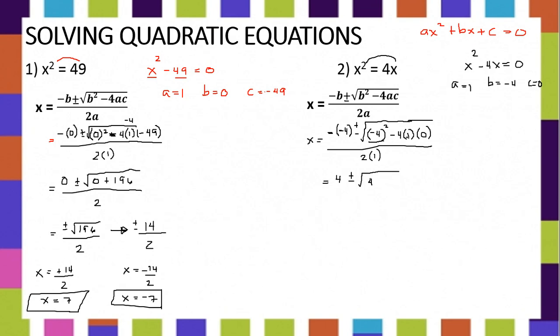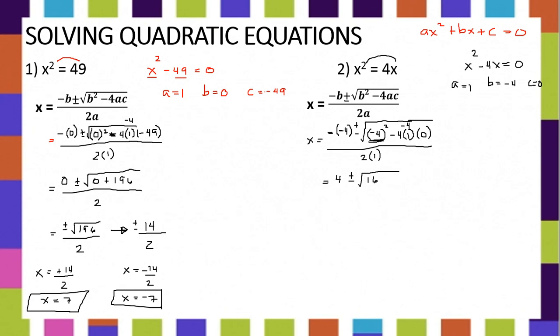Negative 4 times 1 is negative 4. Negative 4 times 0 will be 0. Okay, wala na, so hindi ko na isusulat yung 0. Wait lang, mali pala ako dito. 16 pala yun, mali ako. Negative 4 times negative 4 will be positive 16.